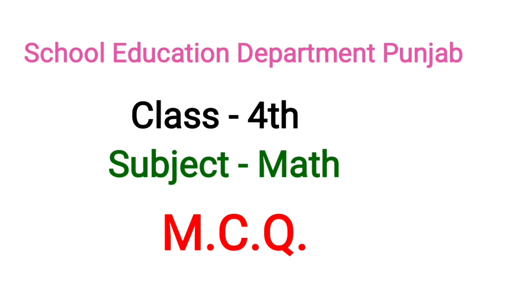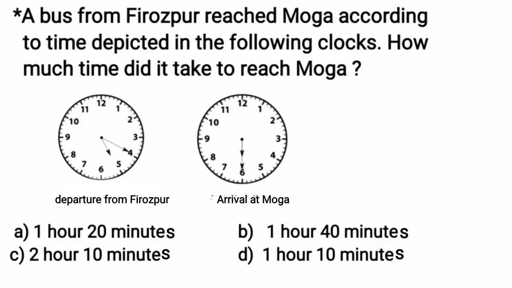So, let's start. The first question is, a bus from Firozpur reached Moga according to the time depicted in the following clocks. How much time did it take to reach Moga? Children, here we have two clocks depicting the time. One is the departure from Firozpur and the other is the arrival at Moga. So children, we will see in the first clock what is the time here. Here it is 5:20 and in the next one the time is 6:30.